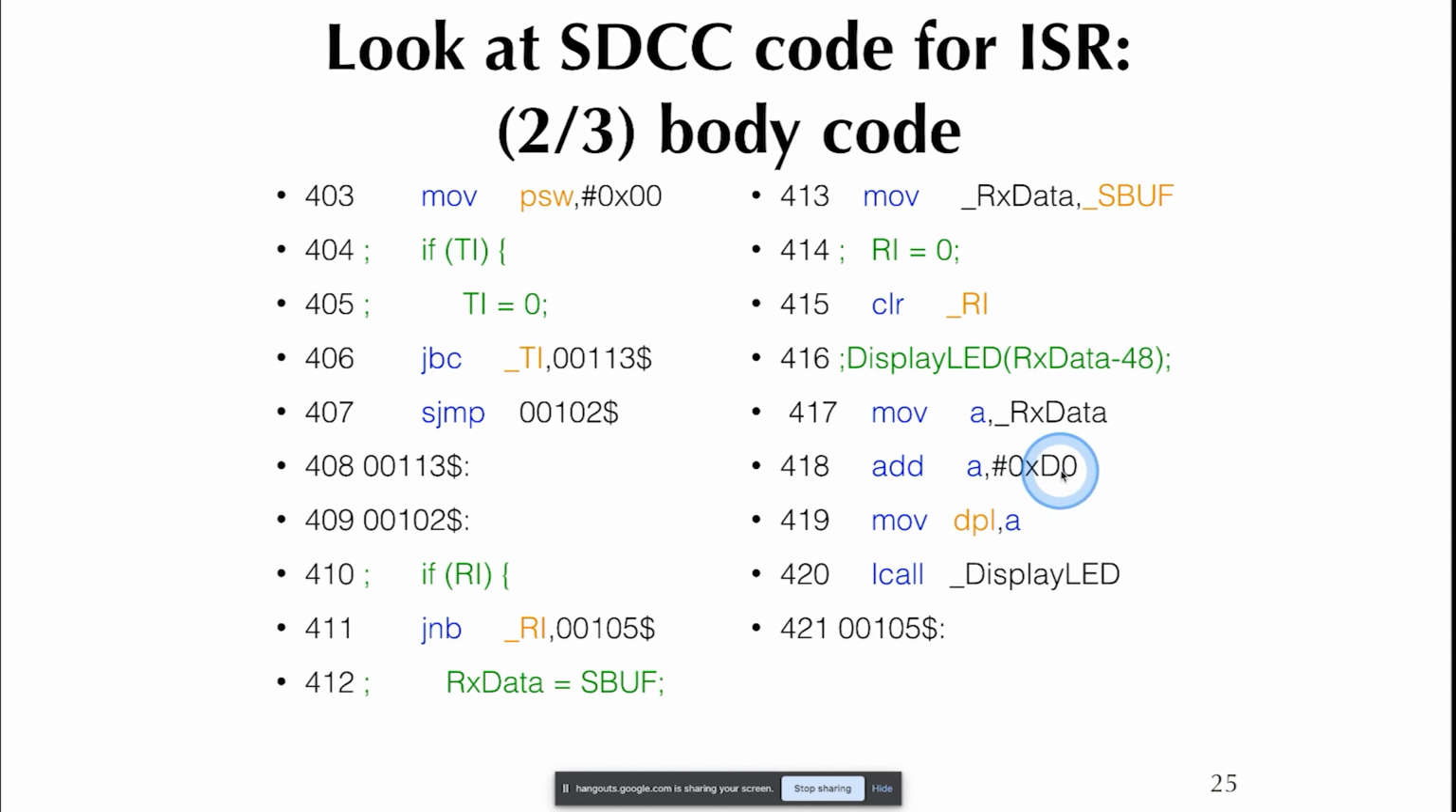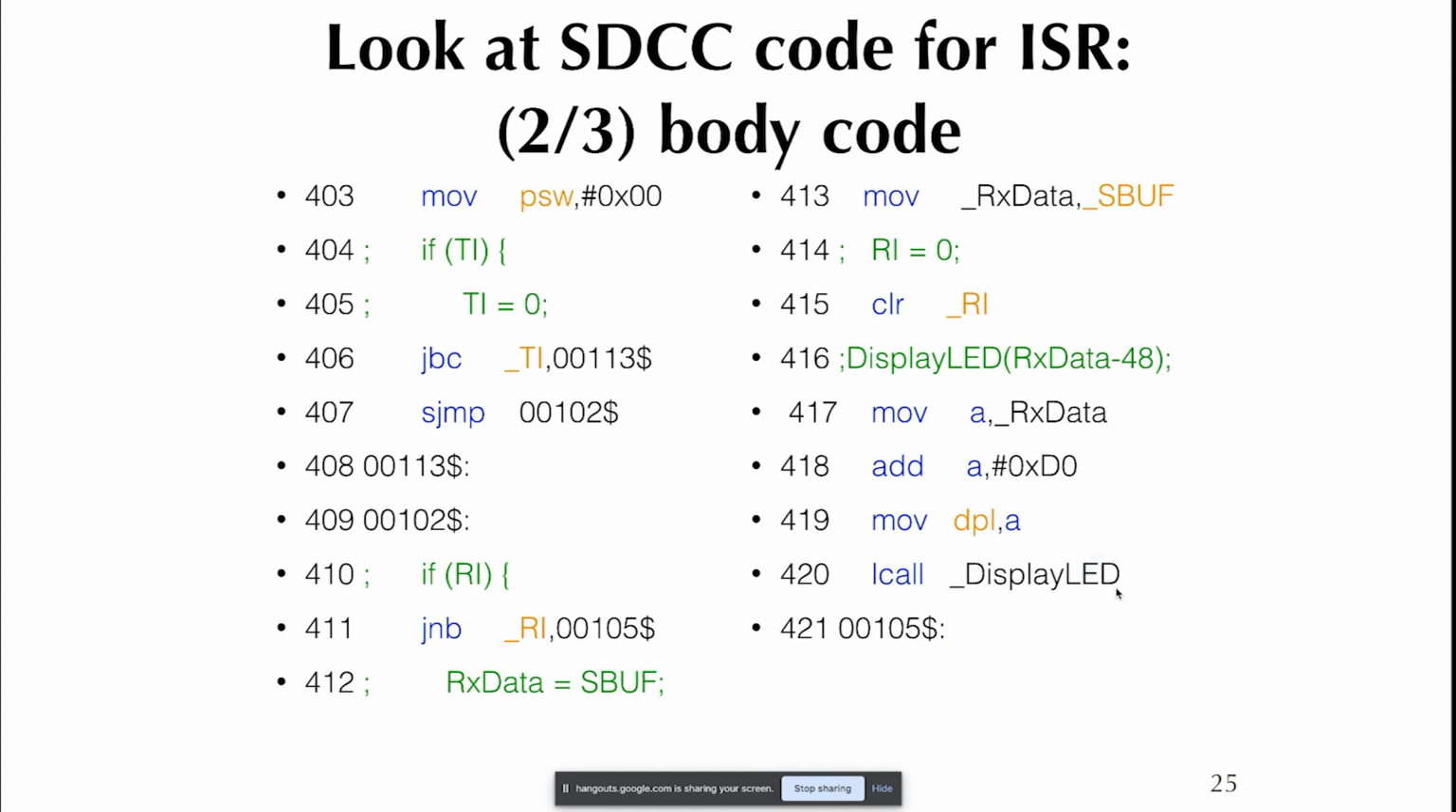So that's you basically flip all the bits and then add a 1. That's how you get the negative version of it in 2's complement representation. Then move the result to DPL. Why DPL? Because in SDCC, you pass parameters. If it's a single byte, you pass in DPL. If it's 2 single byte parameters, pass in DPL and DPH. Or if it's a 2 byte parameter, it passes in DPTR, which is the concatenation of DPL and DPH. And that's so that it can make the call to display LED, okay?